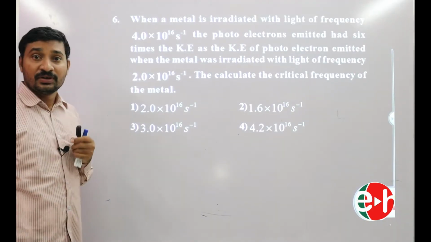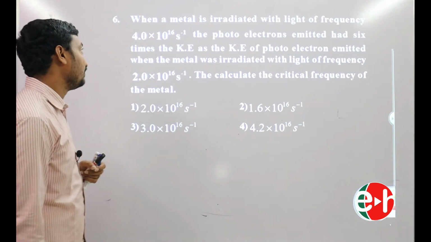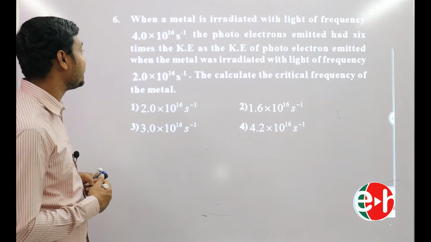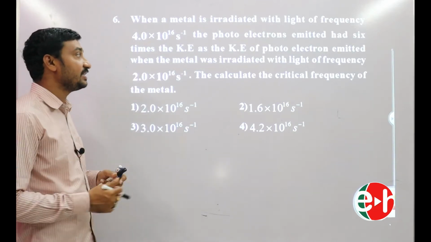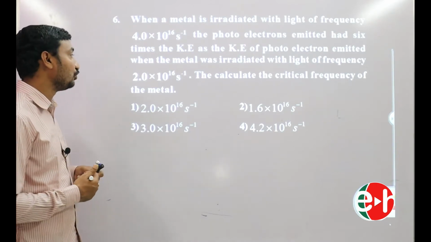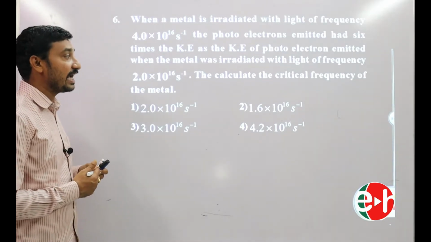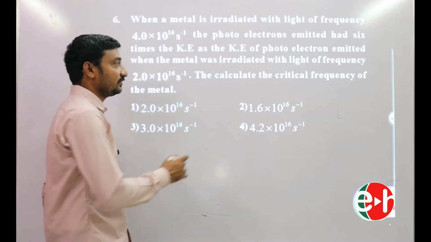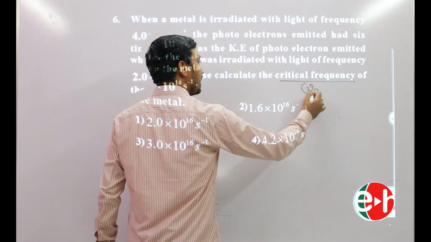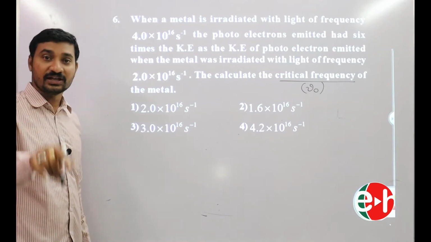See this question. When a metal is irradiated with light of frequency 4.0 × 10^16 s^-1, the photoelectrons emitted had 6 times the kinetic energy as the kinetic energy of photoelectrons emitted when the metal was irradiated with light of frequency 2.0 × 10^16 s^-1. Calculate the critical frequency of the metal. Critical frequency, that means threshold frequency, nu naught, we have to calculate. This question comes under the photoelectric effect concept.